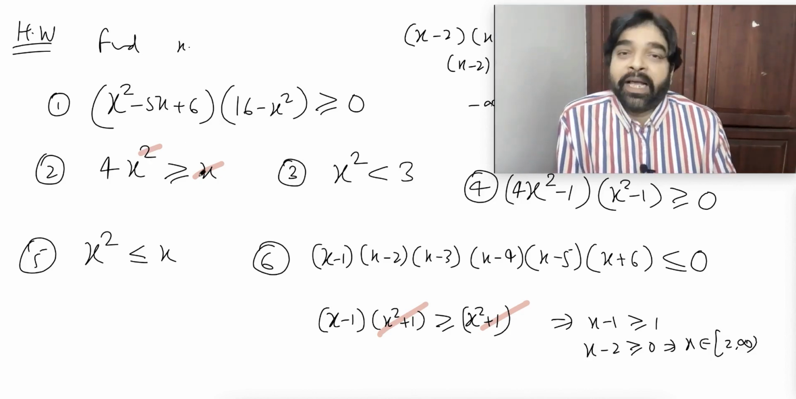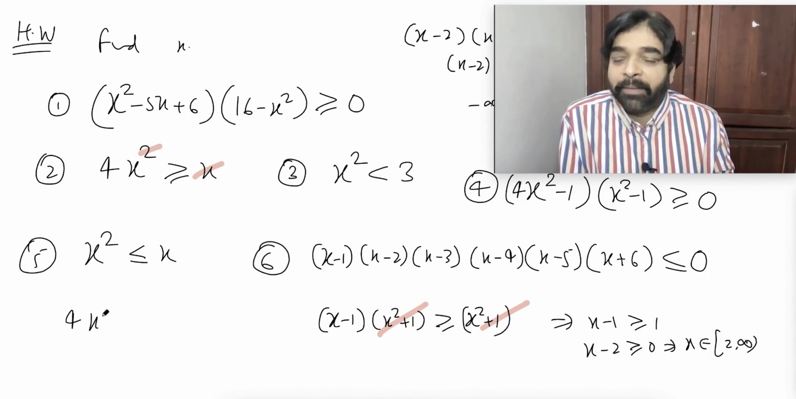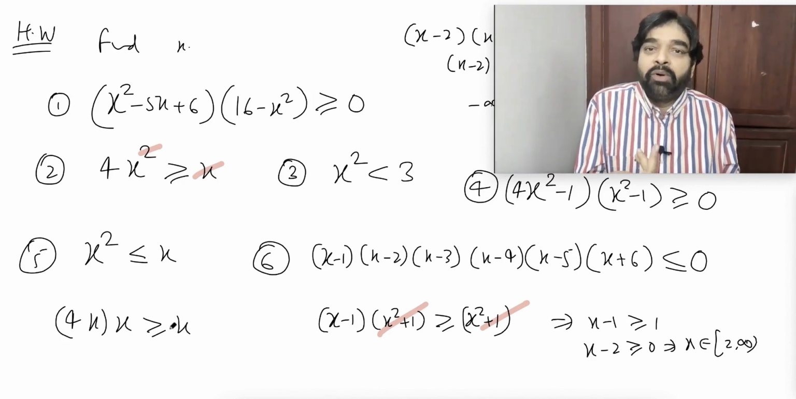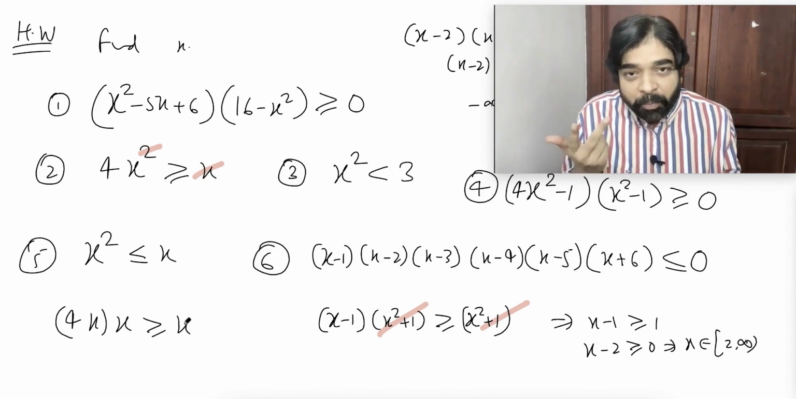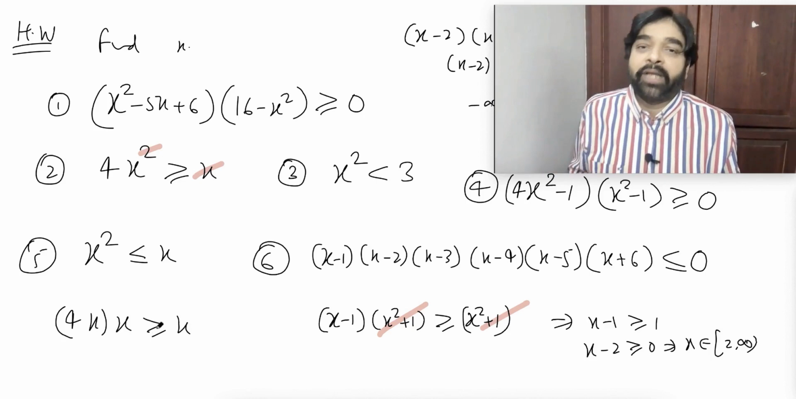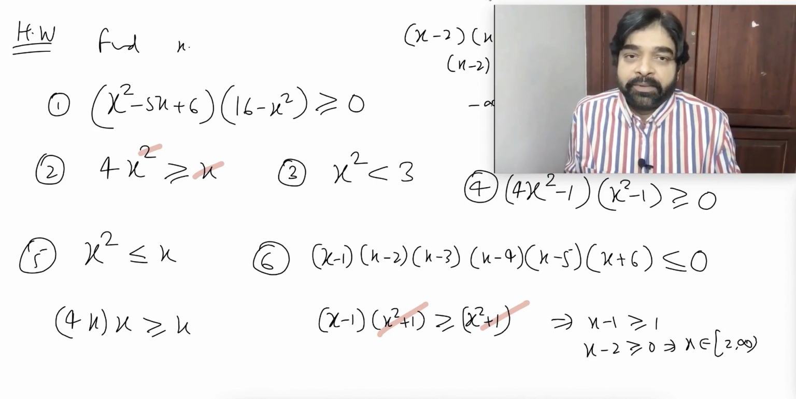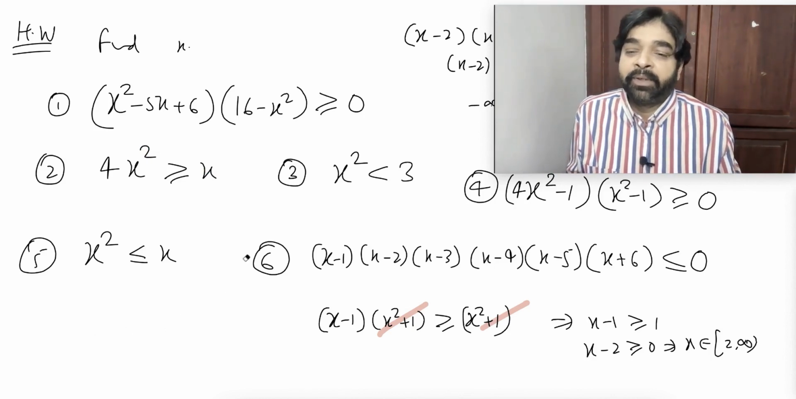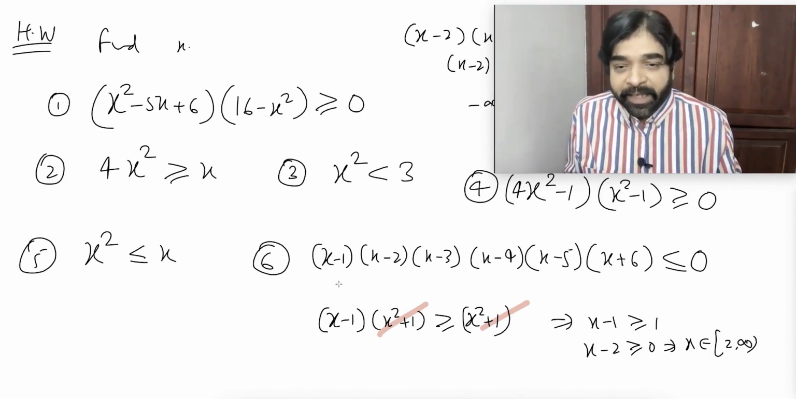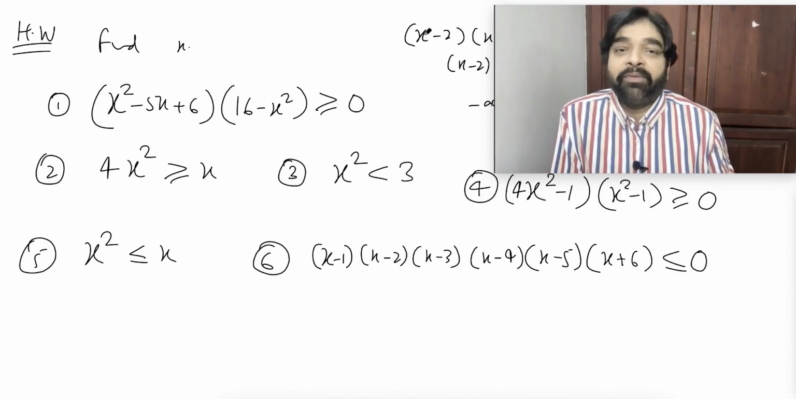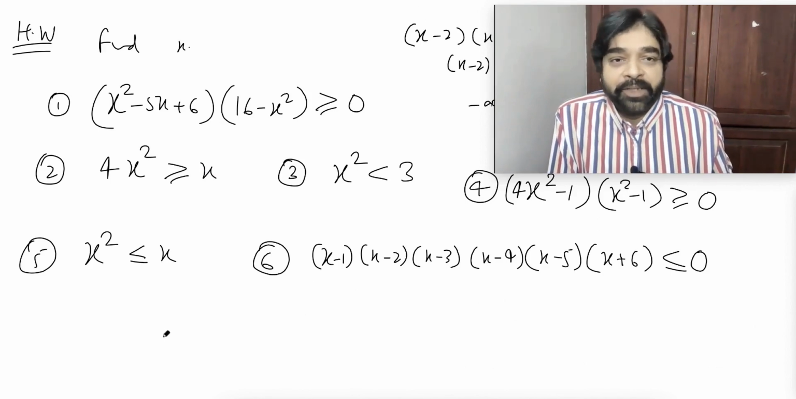Here, I cannot cancel. Because 4x square means 4x into x greater than or equal to x. So sometimes we get the intuition, let's cancel this. No, you cannot cancel, because both conditions fail here. It may be 0 also, it may be negative also. So I cannot cancel. Is it clear? This is a small point. Please always keep it in mind. See, JEE mathematics is not tough. It's a different way of learning. You have to go very deep.